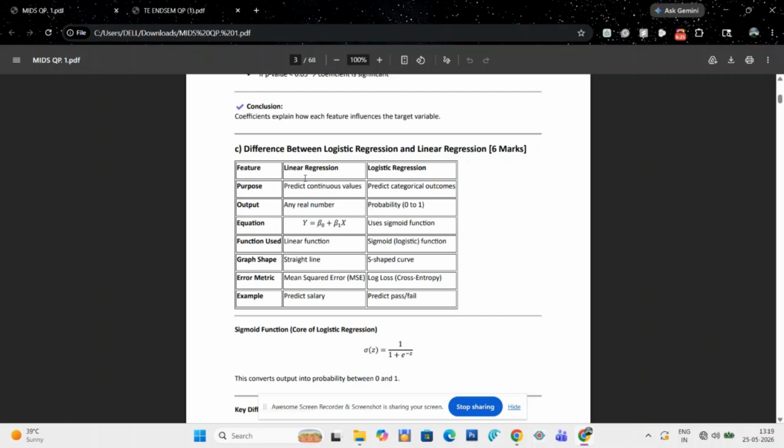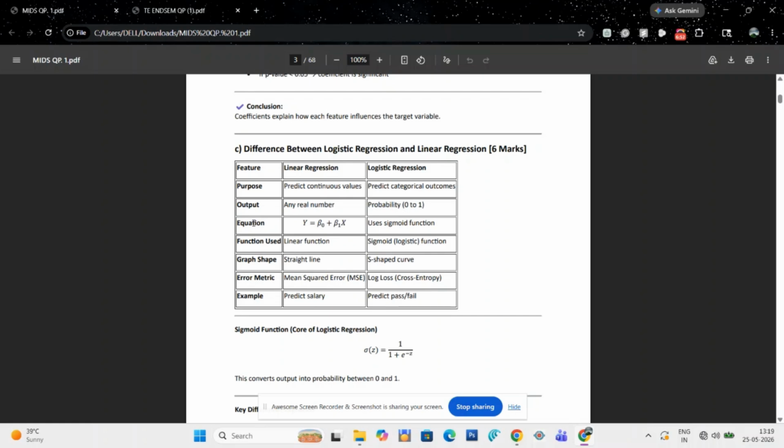So first is linear regression. The purpose of linear regression is to predict continuous values, and the purpose of logistic regression is to predict categorical outcomes, okay. The output of linear regression is any real number, like 1, 2, 0, 1000, like price, okay. And the output of logistic regression is a probability in 0 to 1 format, like binary classification, okay.